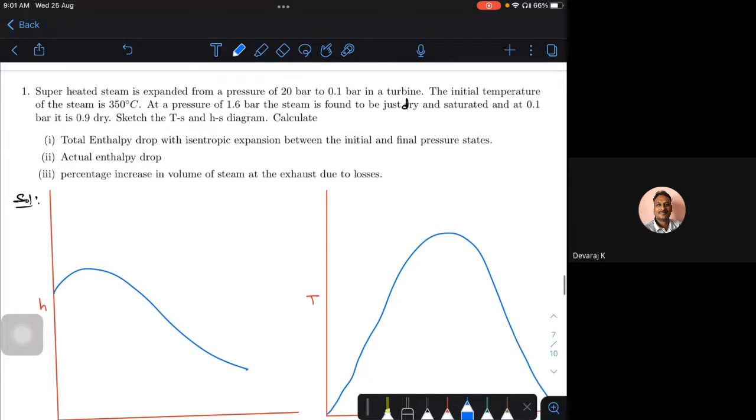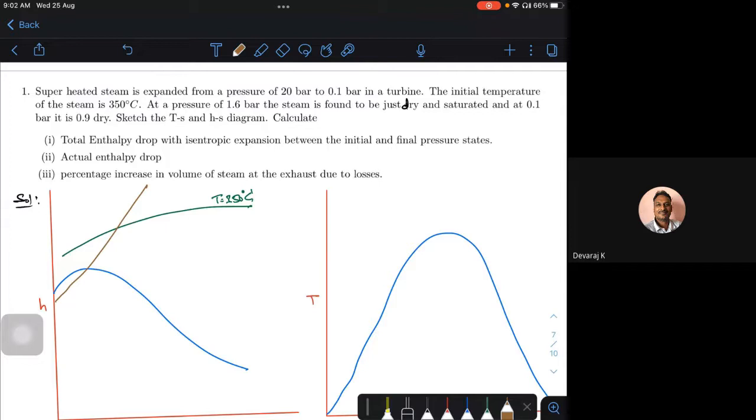So if I put a corresponding constant temperature line, it will be going something like this. This is your temperature T equal to 350 degrees Celsius line. And if I draw the constant pressure lines, they will be going something like this. Suppose this is my pressure line, going like this. This is for 20 bar.